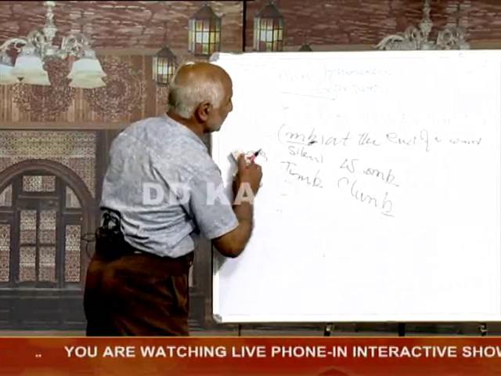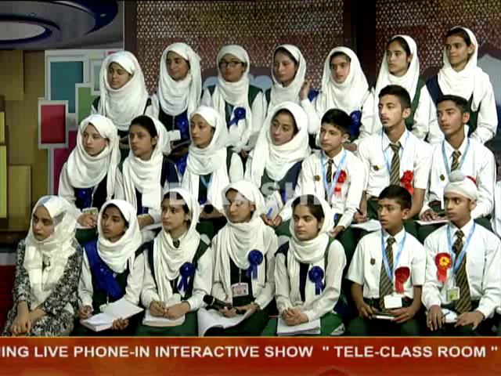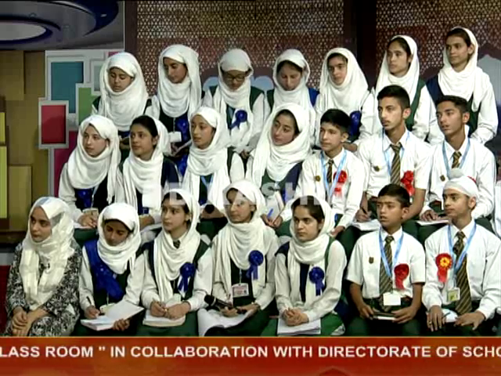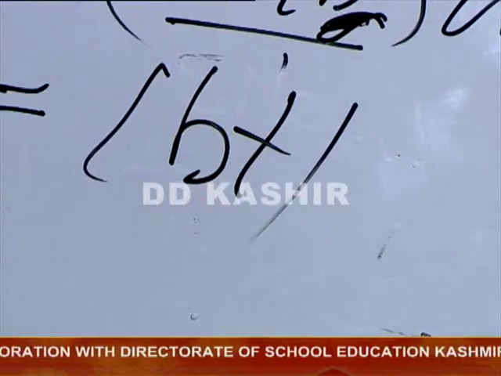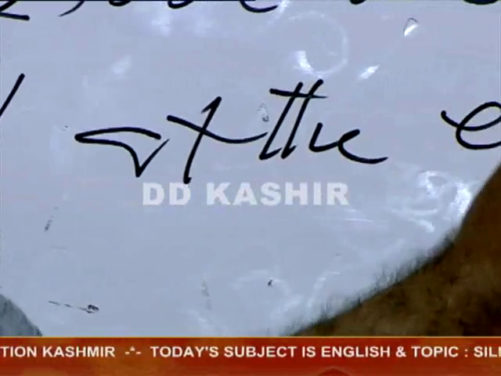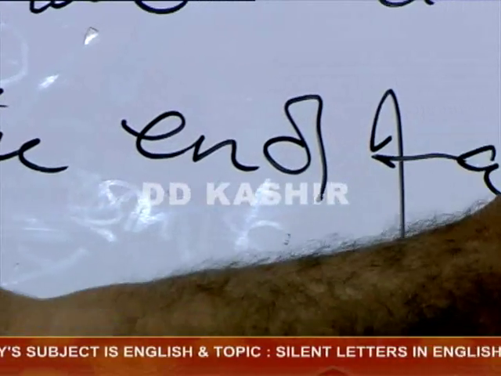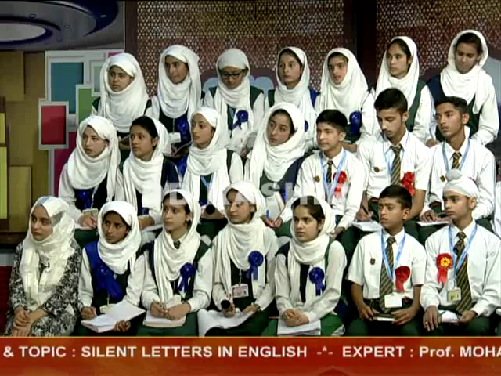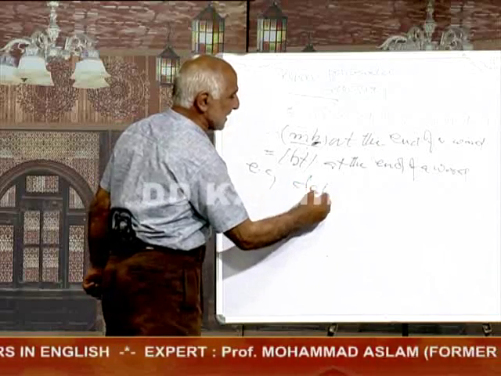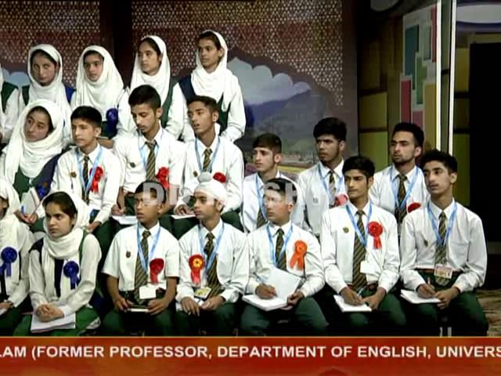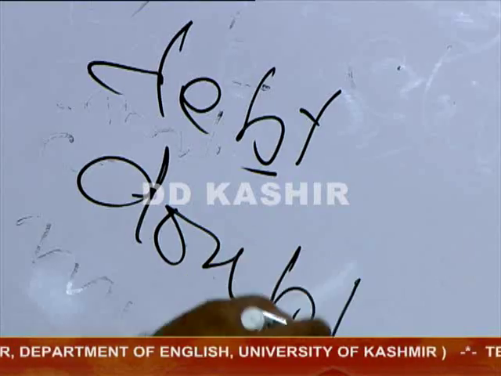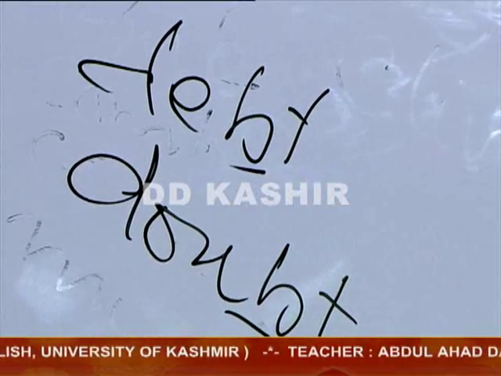Now, B is also silent in the combination BT. BT, oh, you know it. BT at the end of a word. For example, debt, D-E-B-T. You don't pronounce B here. Yes. Doubt, D-O-U-B-T. And so on. So, in two combinations you have seen B is going to be silent.